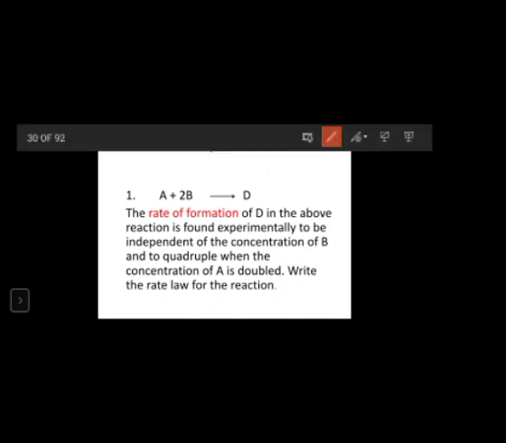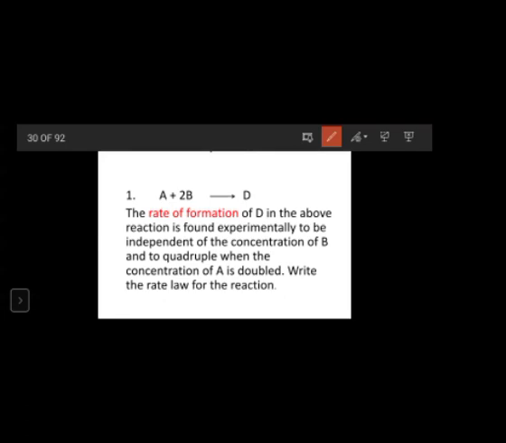So very quickly, I gave you some quizzes. I will just run through them. The rate of formation of D. This is D. D is a product. The rate of formation of D in the above reaction is found experimentally to be independent of the concentration of B. Whenever you hear the word independent of the concentration of B, it means B is like a spectator. So you don't need to bother yourself about B again.